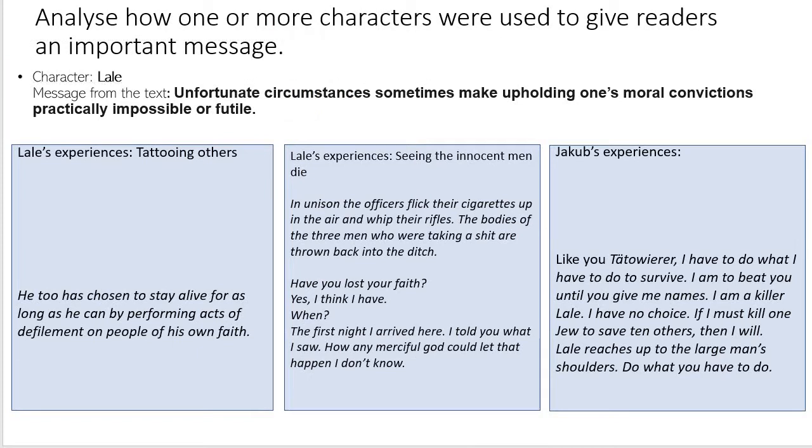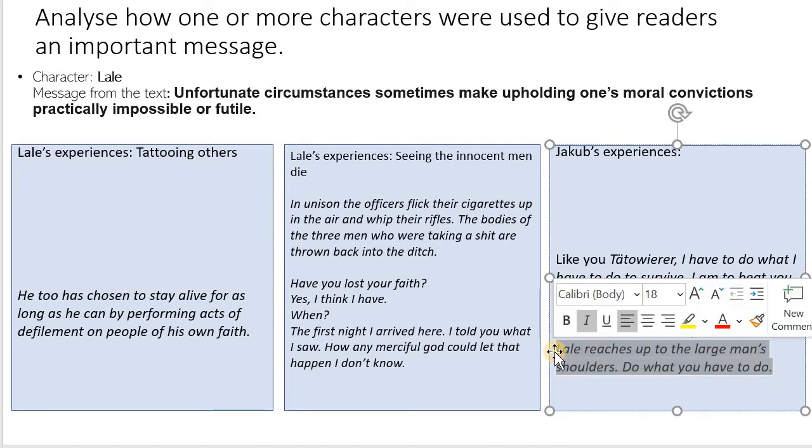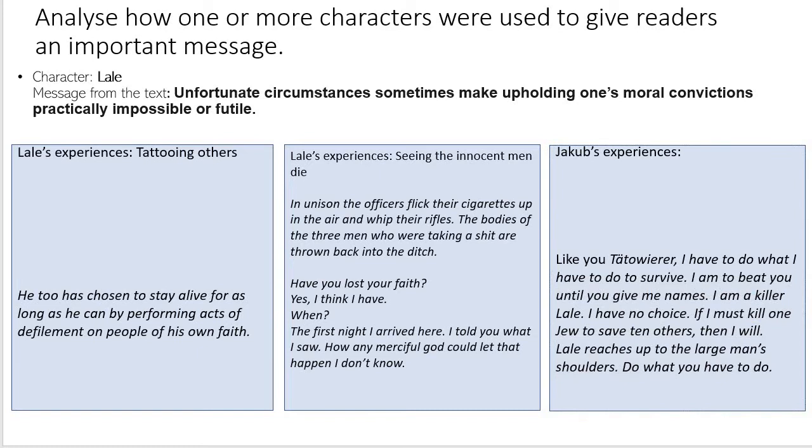So I've gone with the same thing with Lale again, so you can see how it mimics across. And I've said same sort of thesis, unfortunate circumstances make upholding one's moral convictions impossible / futile. So his experiences of tattooing others, seeing the innocent men die, and then his experience with Jakob. I thought that was quite a nice one because, you know, he kind of had a lot to do with that. And the fact that I added this bit here, Lale reaches up to the large man's shoulders and says, do what you have to do. I think that sort of shows that he understands that Jakob can't hold his moral convictions as well. So you could quite easily tie that into your essay.